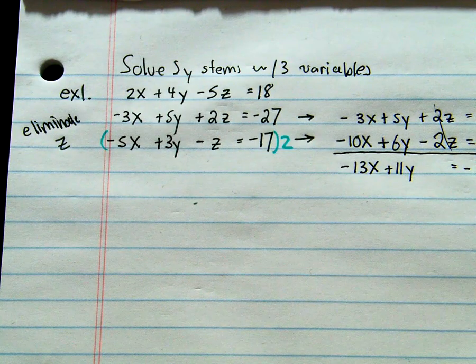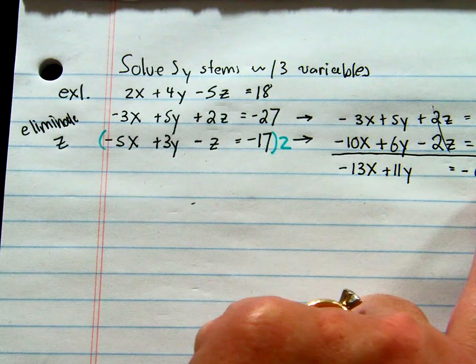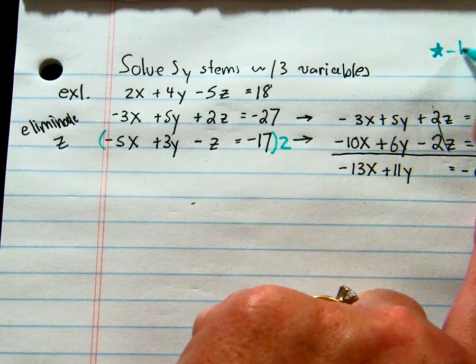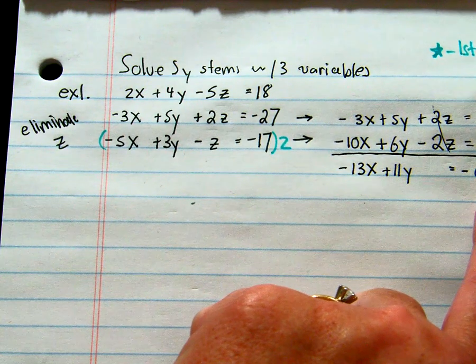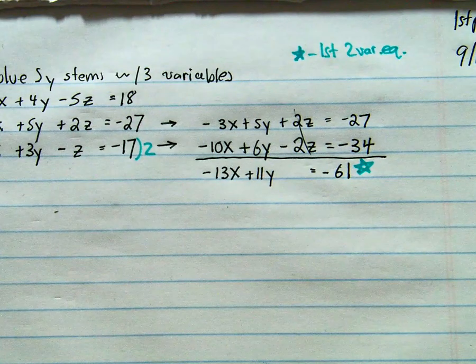All right? We good? You have negative 13x plus 11y equals negative 61? So that is a two-variable equation. Draw a little star by that. That's excellent. That's a two-variable equation. You can make yourself a little key up there. There's my first two-variable equation. Just making myself a little note here of what I've done.